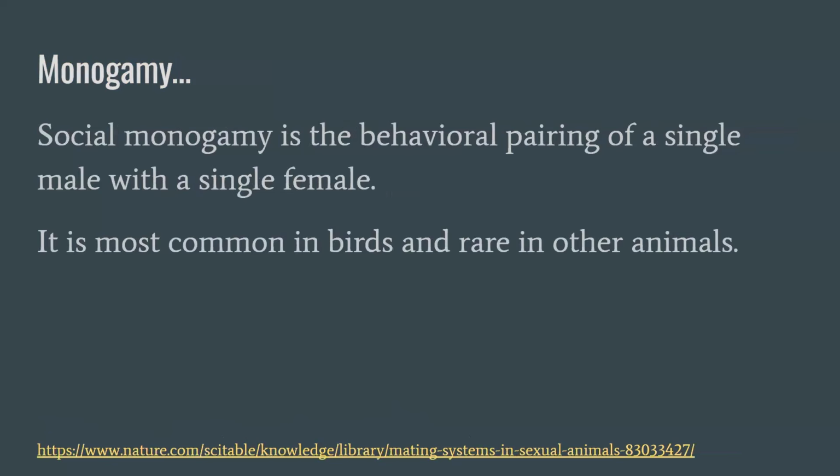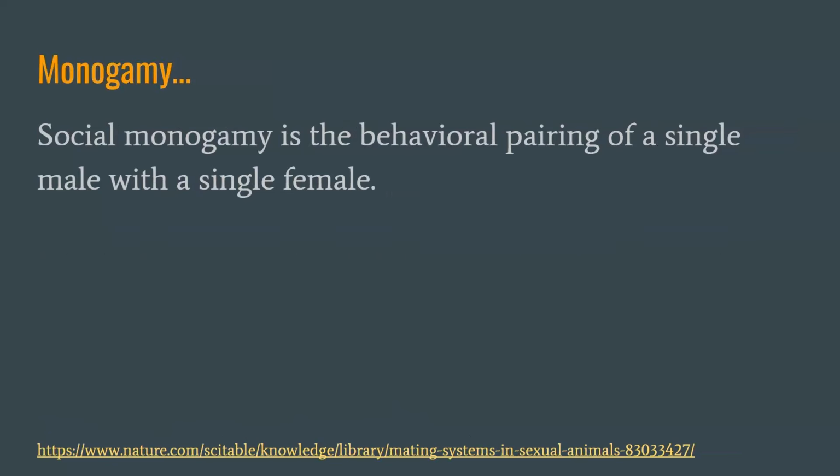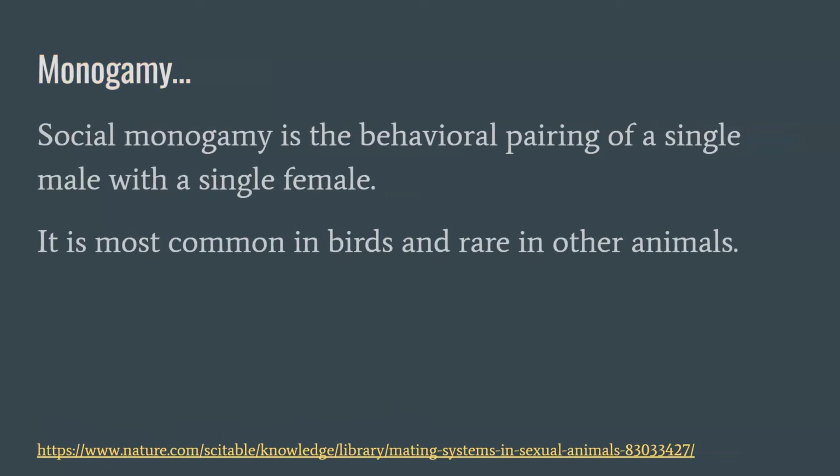So now let's talk about monogamy. Did I skip a slide? Yeah. Social monogamy is the behavioral pairing of a single male with a single female. In case you didn't know, it's most common in birds, but rare in other animals, very rare in other animals. And in fact, monogamy, even where it exists, is almost always serial monogamy.